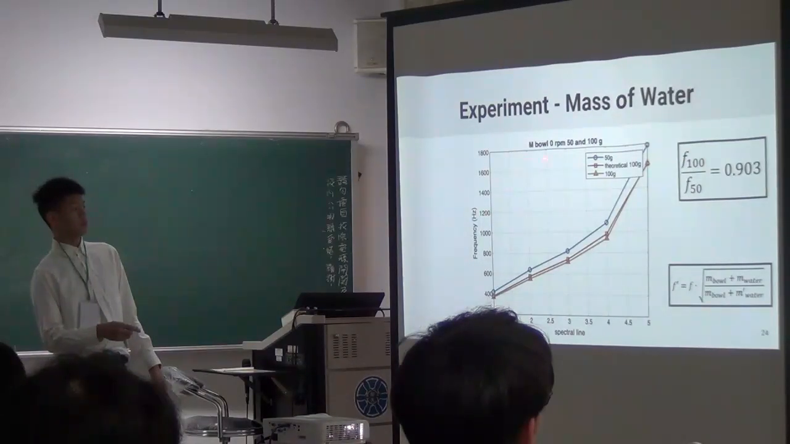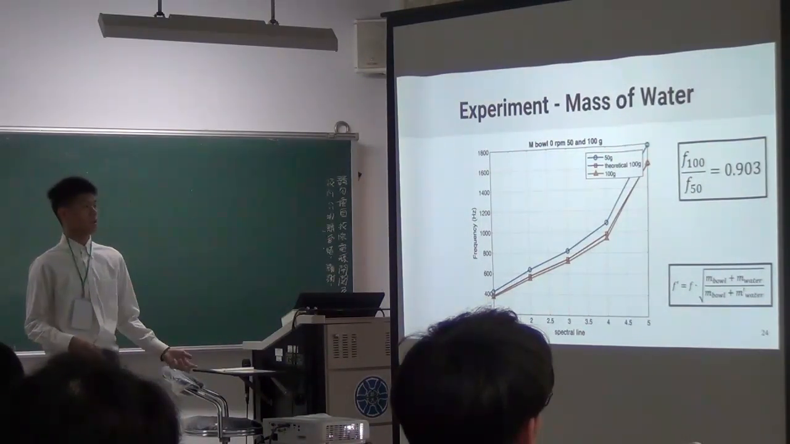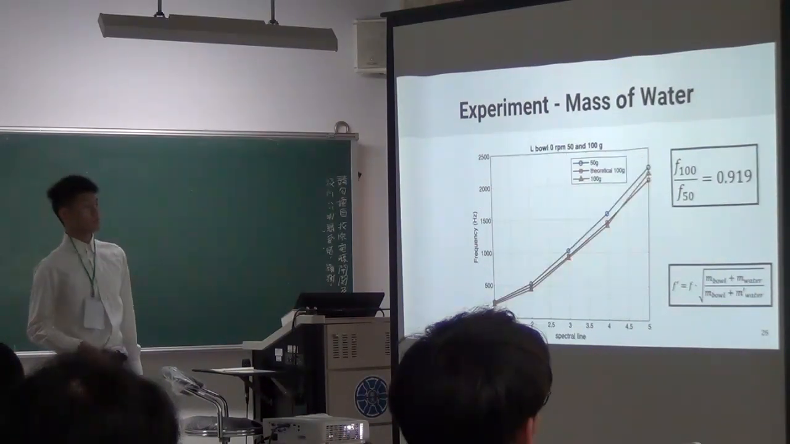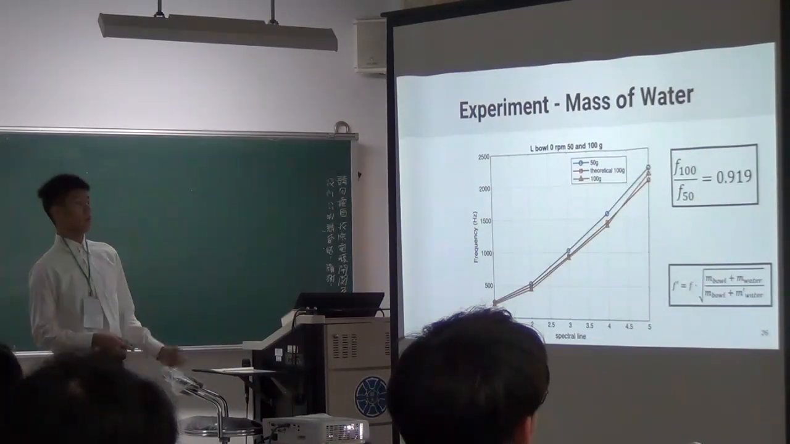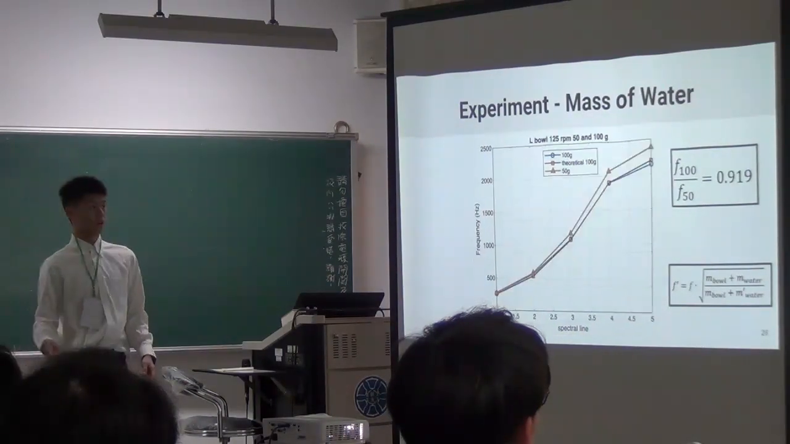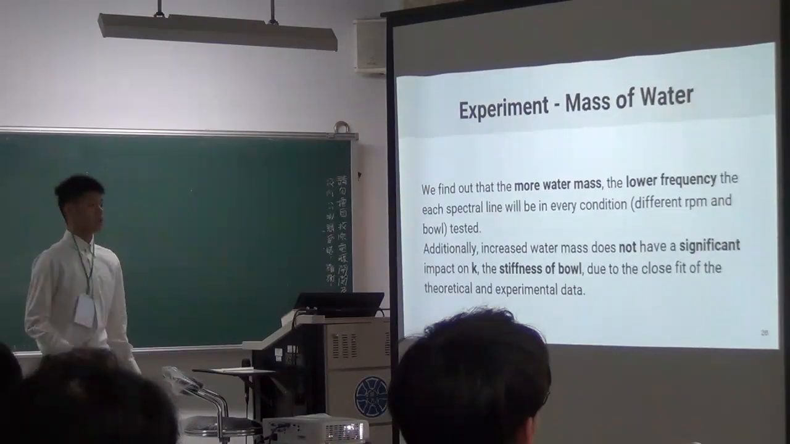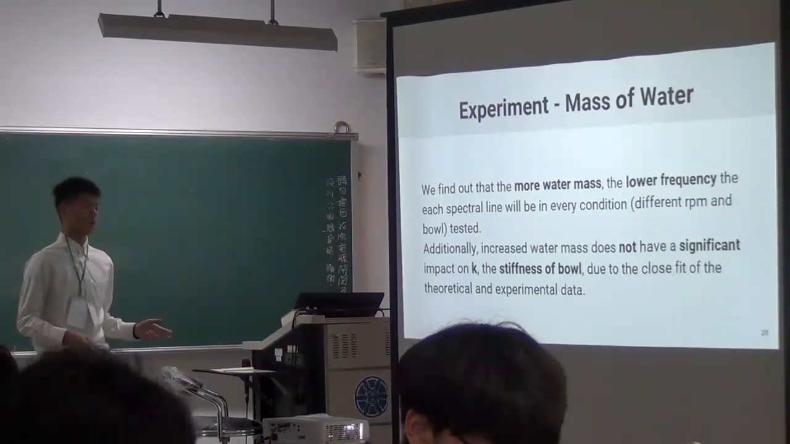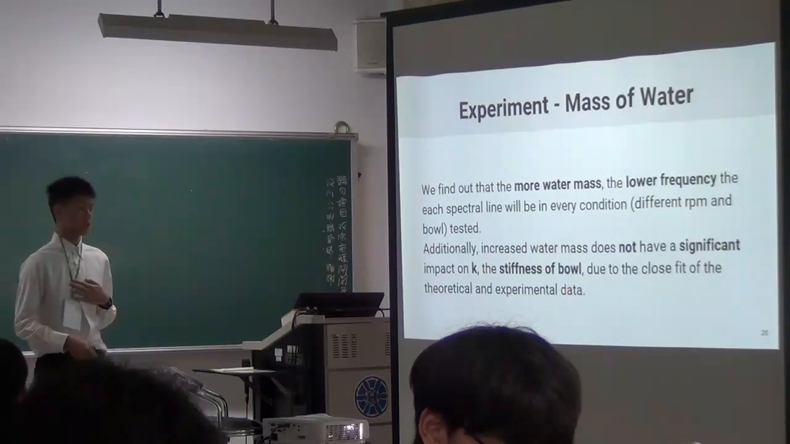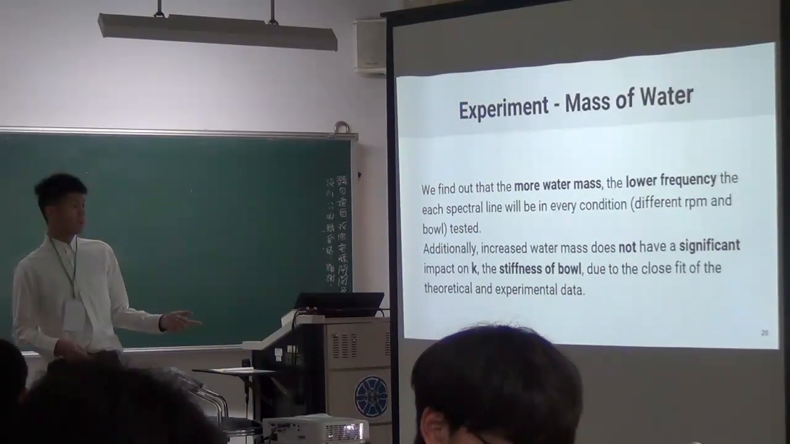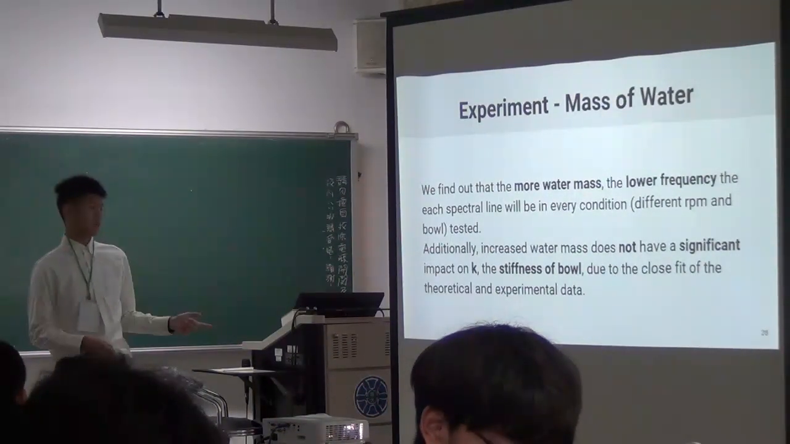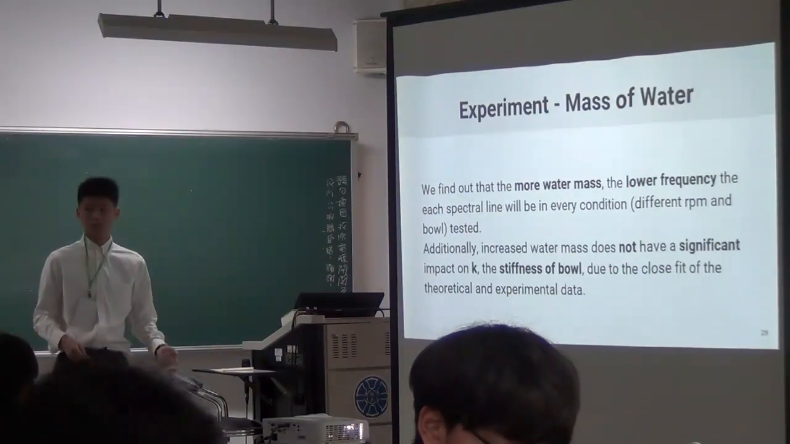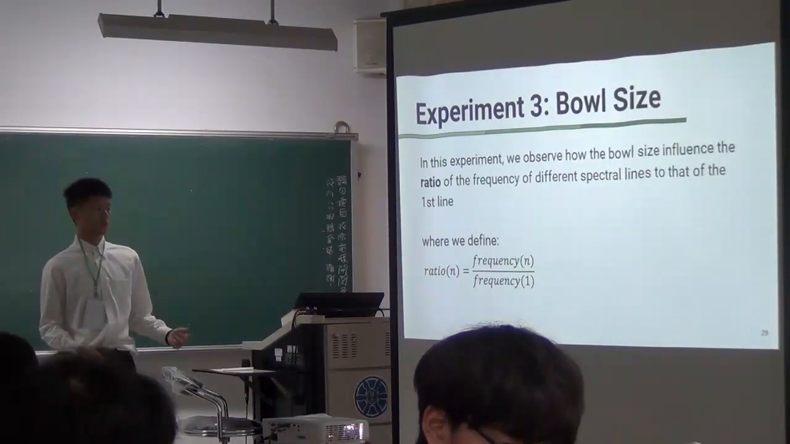And this is the same for M bowl 0 RPM, M bowl 125 RPM, L bowl 0 RPM, and L bowl 125 RPM. So in conclusion, we find out that the more water mass, the lower the frequency each spectral line will be in every condition that we have tested. Additionally, increased water mass does not seem to have a significant impact on K, the stiffness of the bowl, due to the close fit of the theoretical and experimental data. And this actually fits our assumption.